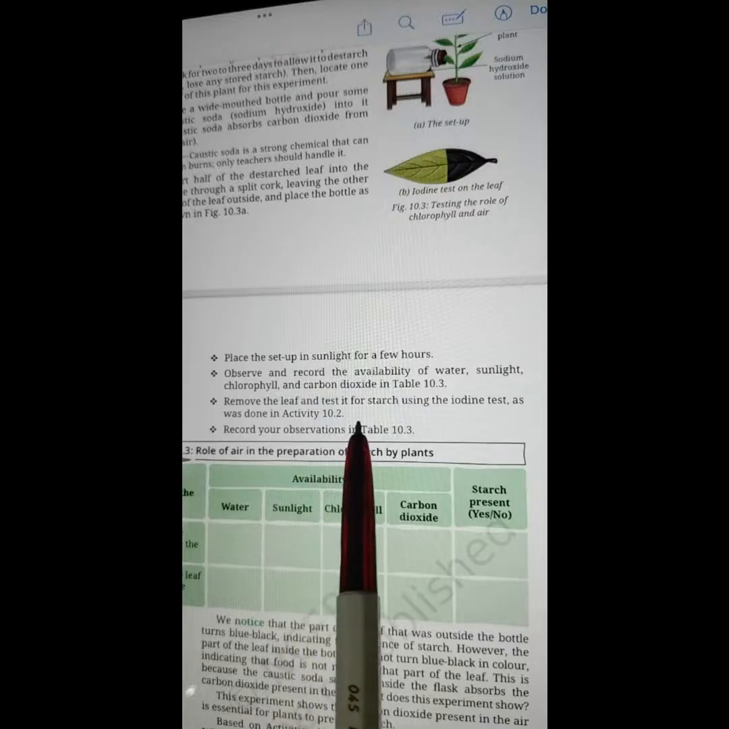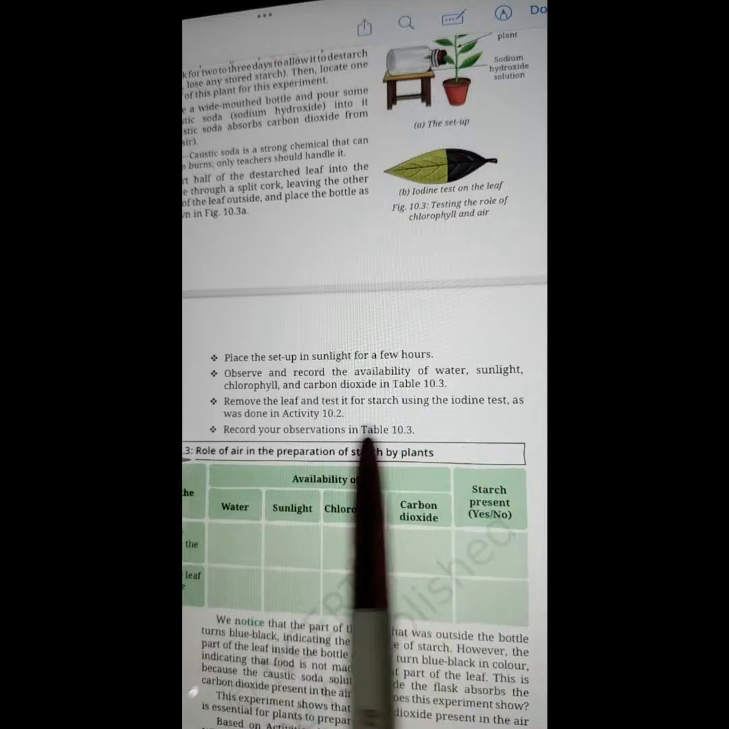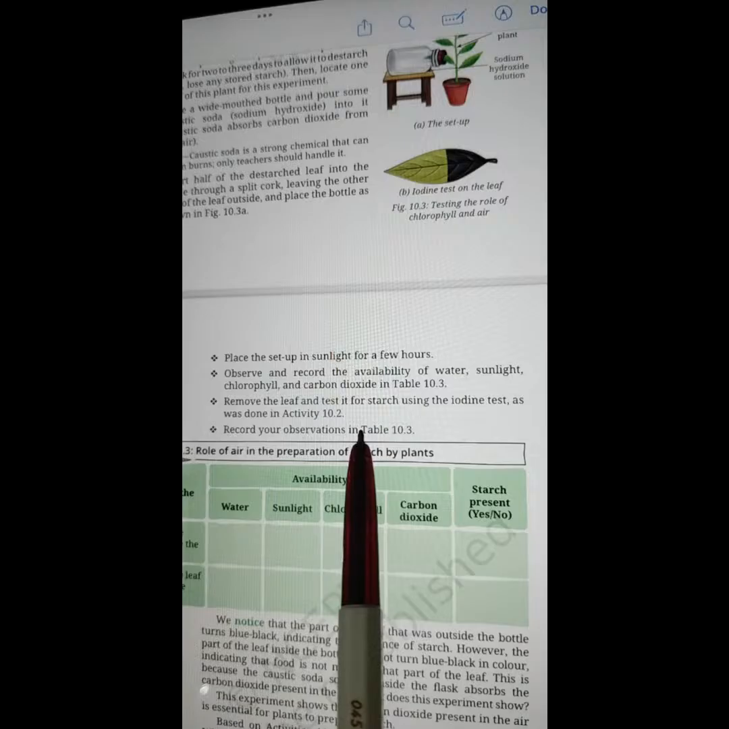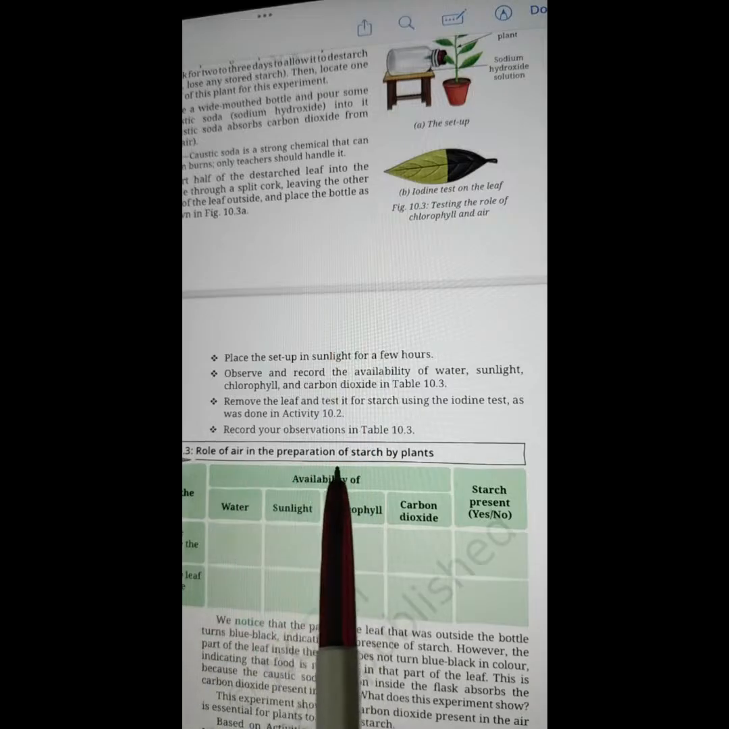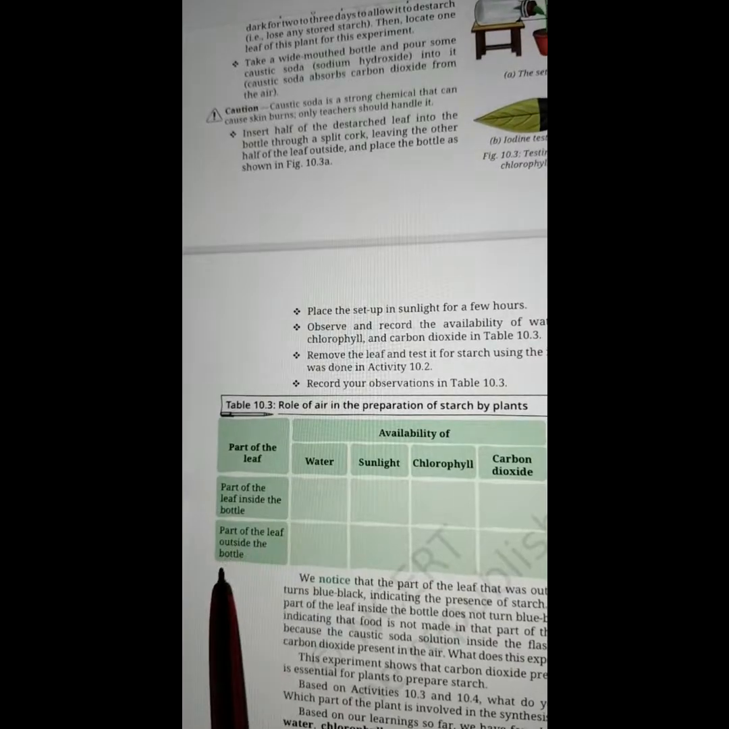Remove the leaf and test it for starch using the iodine test, as was done in Activity 10.2. You are required to record your observations in 10.3. So, part of the leaf inside the bottle, part of the leaf outside the bottle, availability of water, sunlight, chlorophyll, carbon dioxide, and starch, whether it is present or not present, has to be recorded.